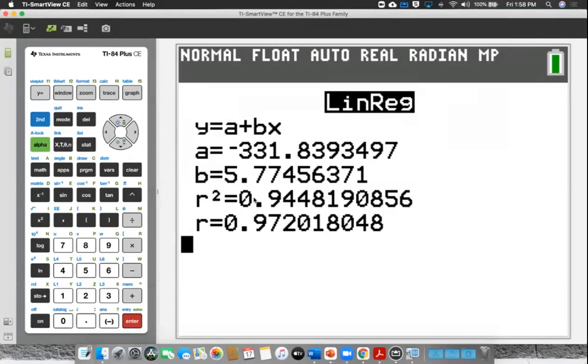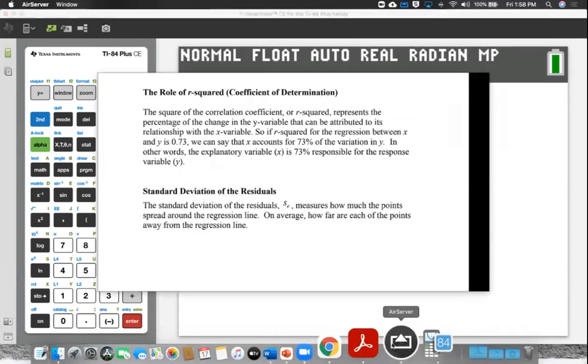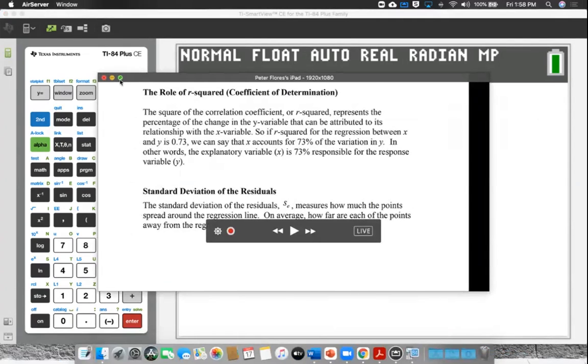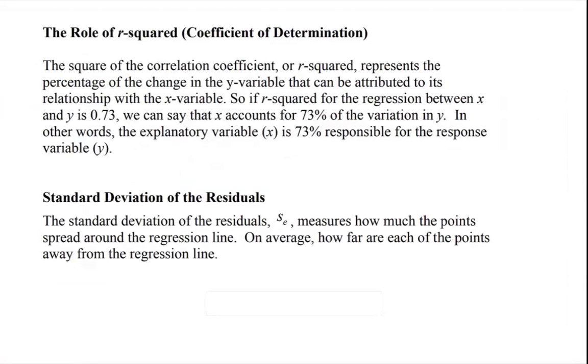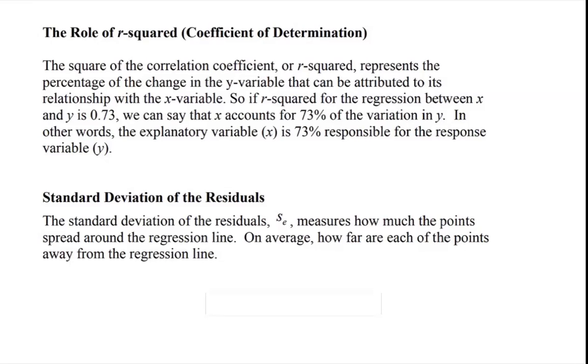More importantly, though, what does it mean? It's kind of one of the more interesting statistics in this chapter. It's called an effect size. How much effect does it have? Okay, so here's the textbook definition: role of R squared. It's called the coefficient of determination. Like correlation coefficient is R, R squared is the coefficient of determination. That's the formal name, but most of the time we just say R squared. Here's what I found from wikipedia.org.